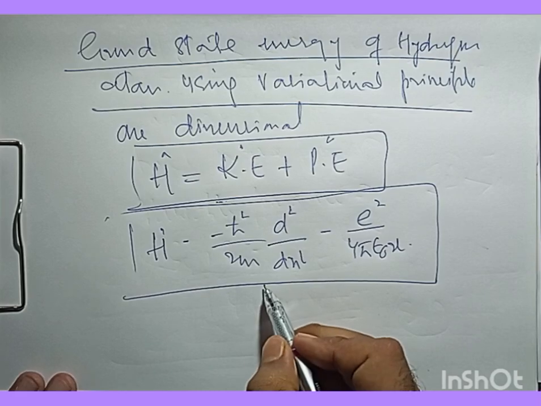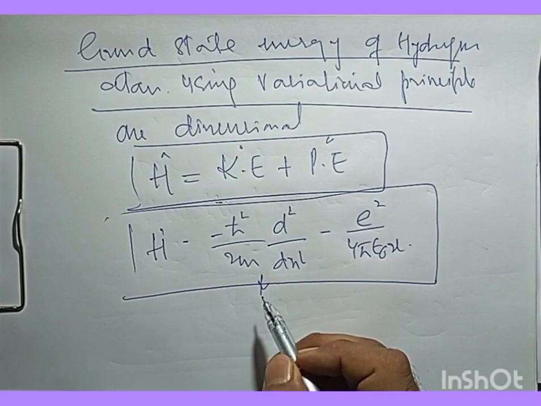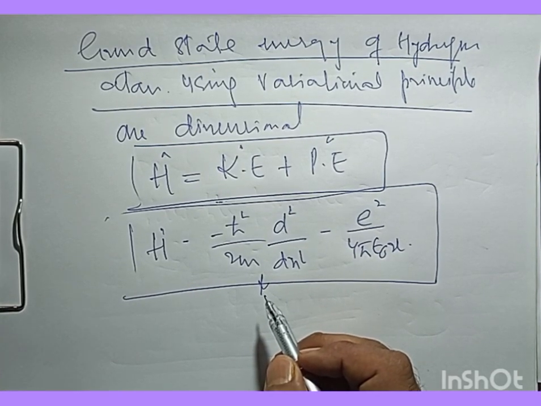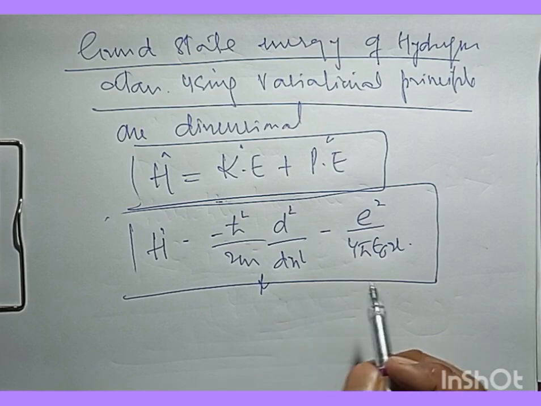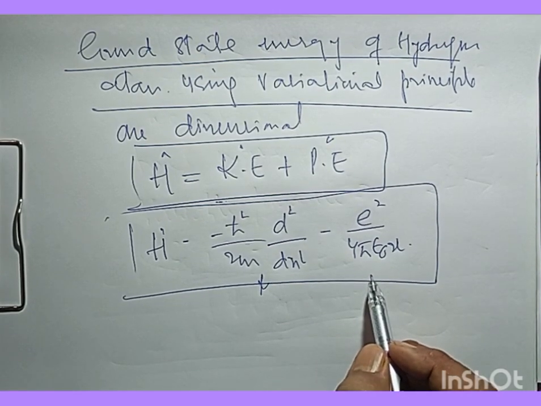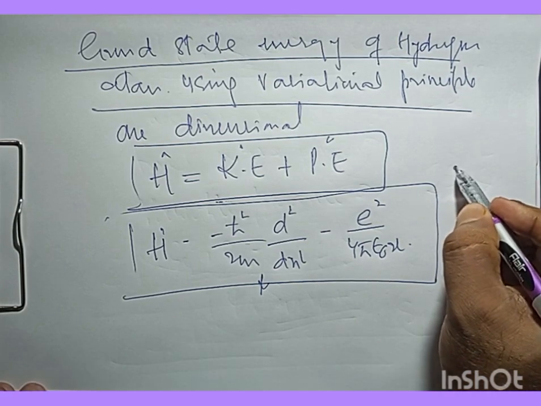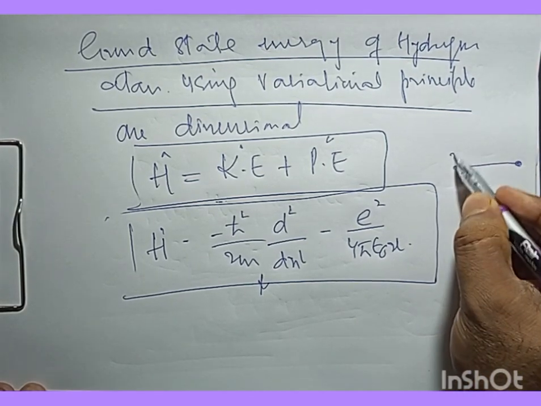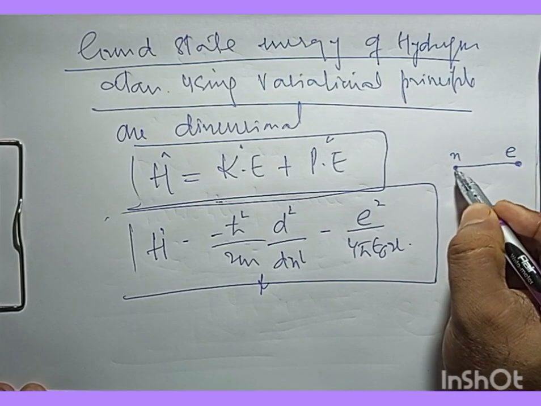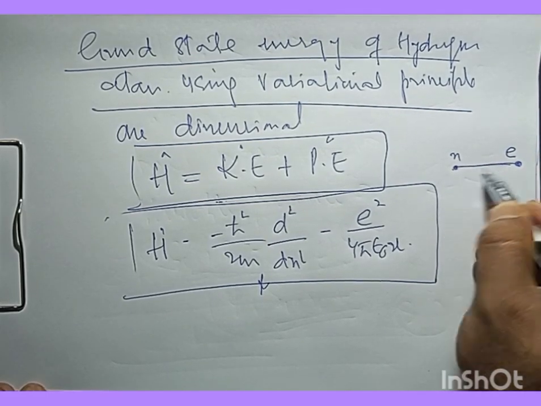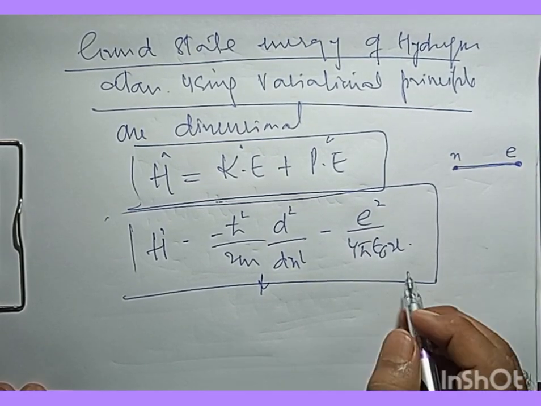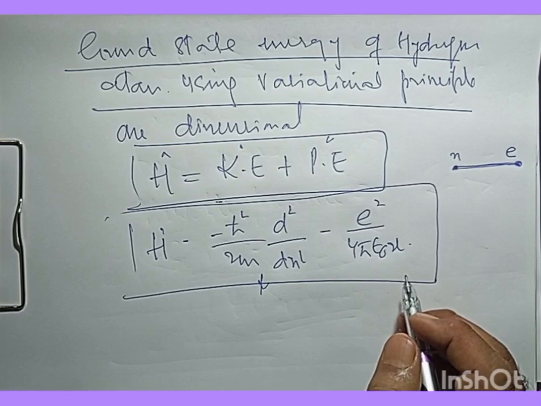So this first term is the kinetic energy operator, and the second term is the potential energy operator for the Coulomb attraction that exists between the nucleus and the electron. And x is there because it's a one-dimensional case, so we have taken just one component.